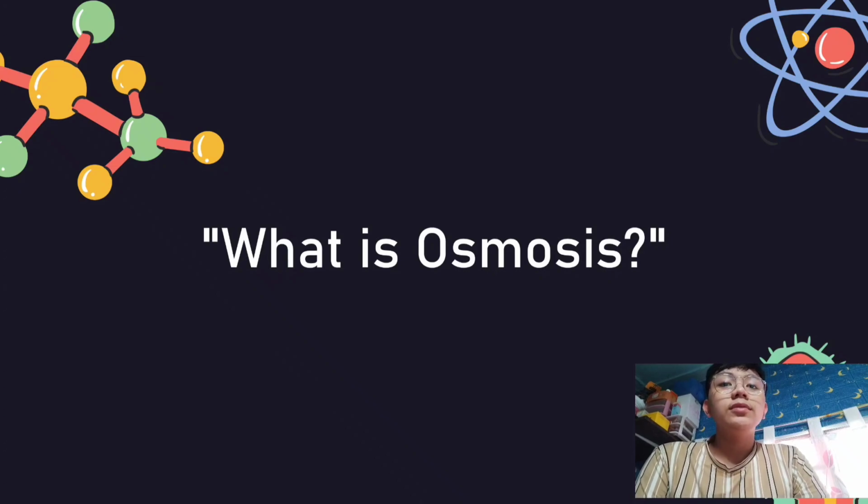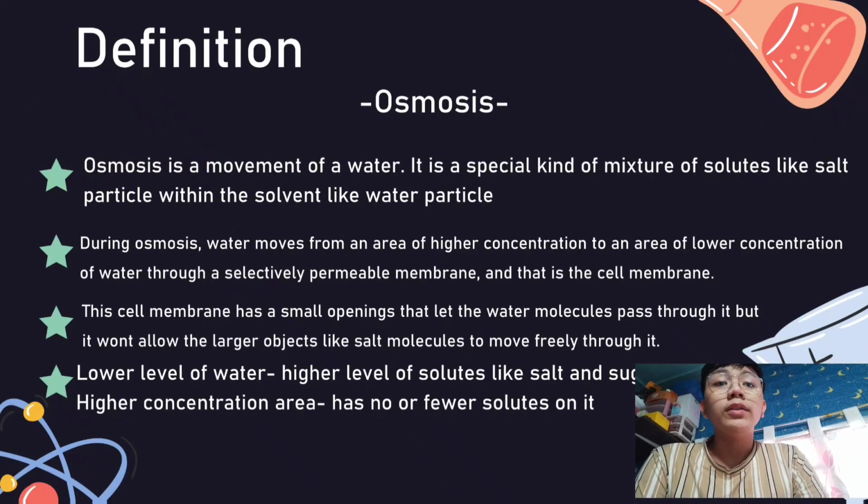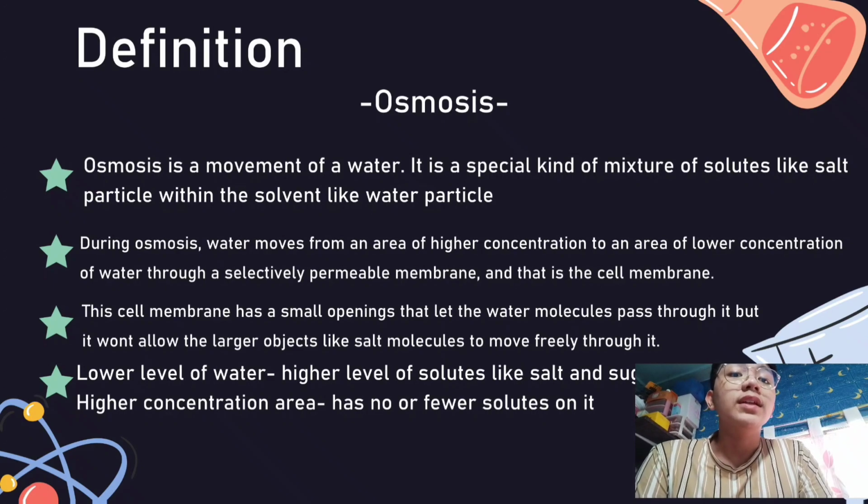What is osmosis? Osmosis is a movement of water, a special kind of mixture of solutes like salt particles within the solvent like water particles. During osmosis, water moves from an area of higher concentration to an area of lower concentration of water through a selectively permeable membrane, that is the cell membrane. This cell membrane has small openings that let the water molecules pass through it, but it won't allow the larger objects like salt molecules to move freely through it.